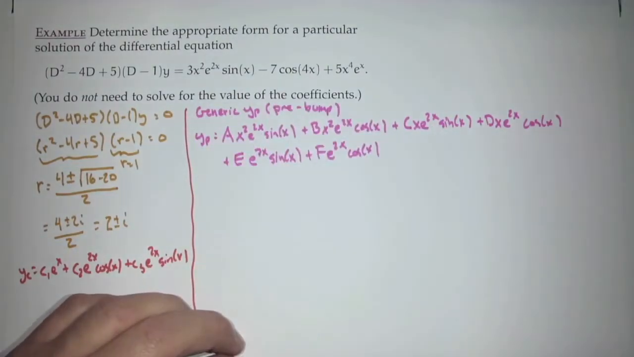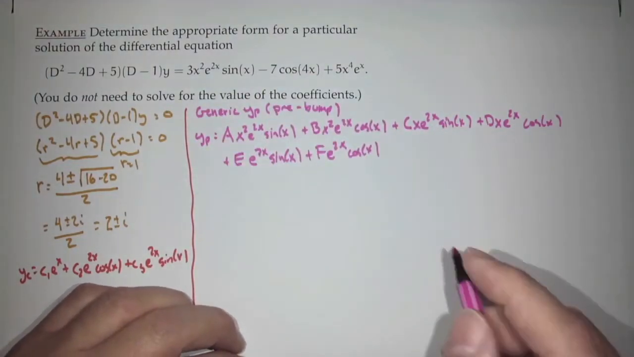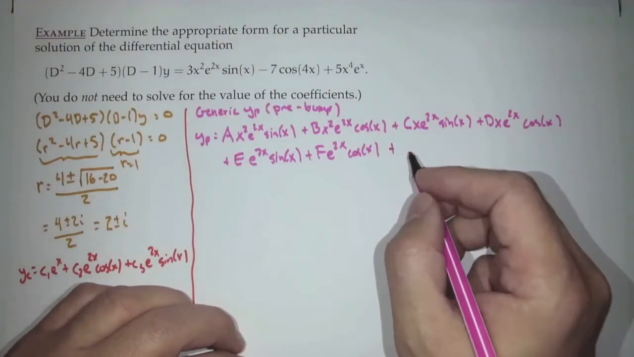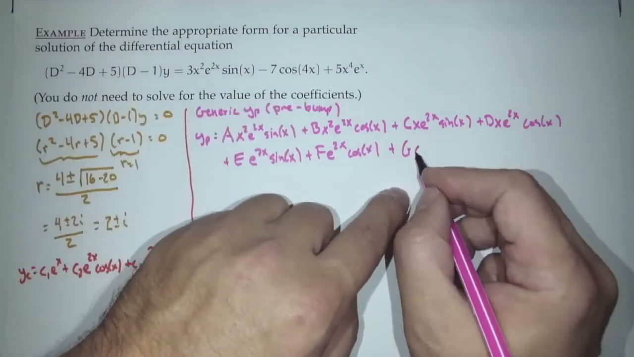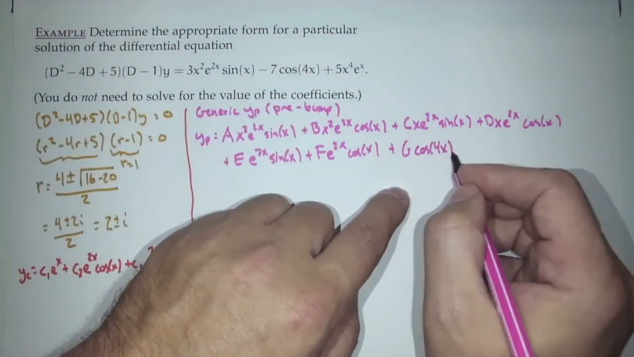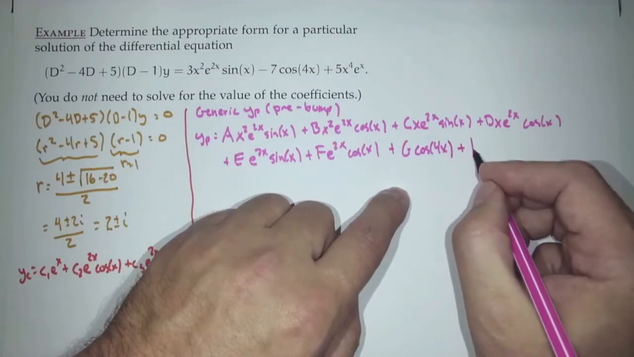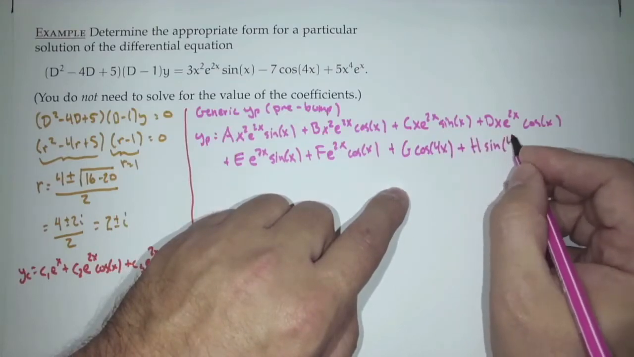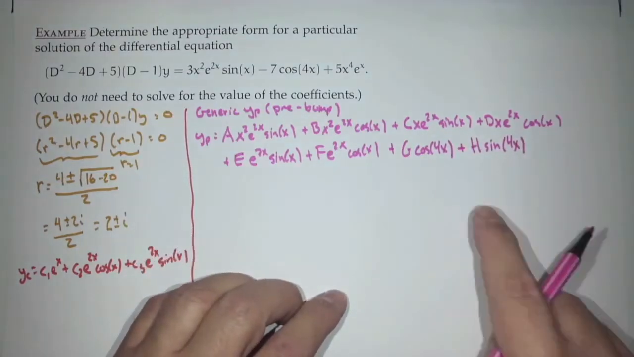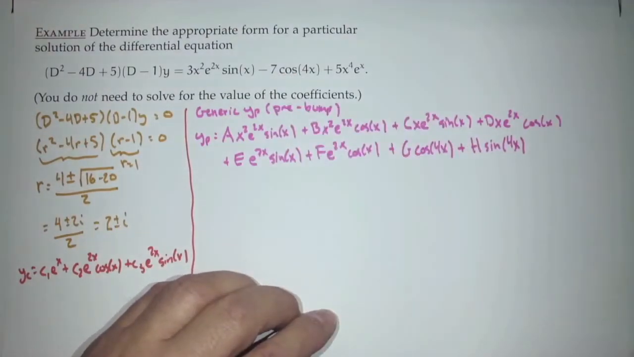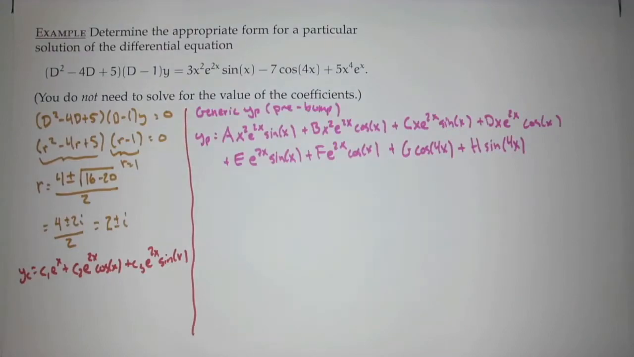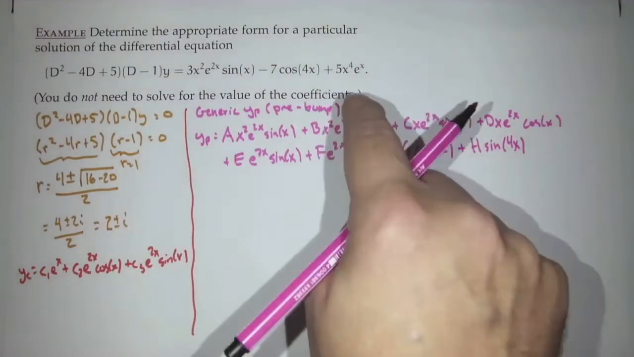Next term, cosine 4x. All right, what do I need? I need a cosine 4x, right? If that's a piece, I just write down, okay, g cosine 4x. And then someone said, you also need the sine because they go in pairs. Do I need to do anything else with this? No, there's no powers of x, so that stops. Are we done? No. One more term.